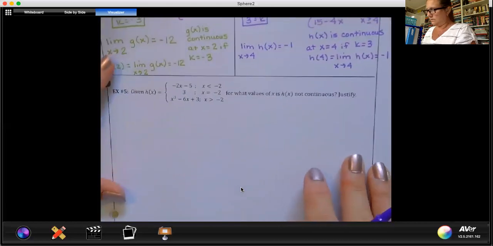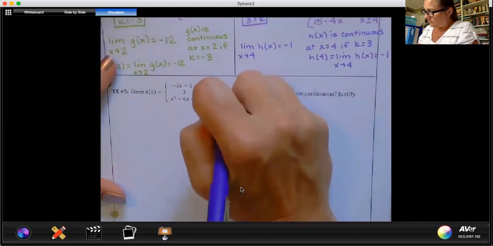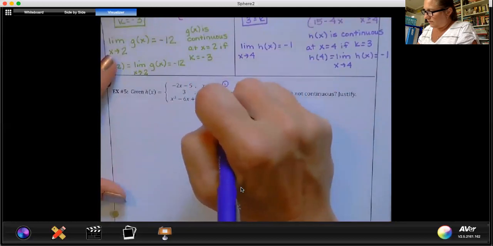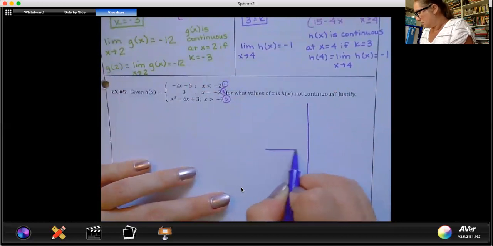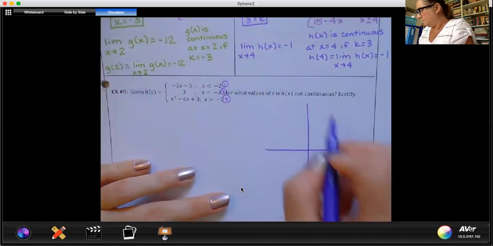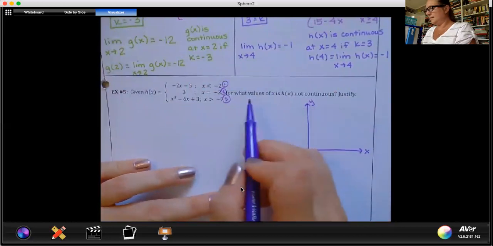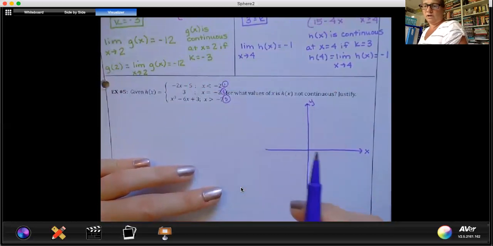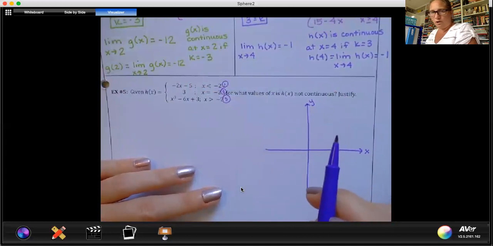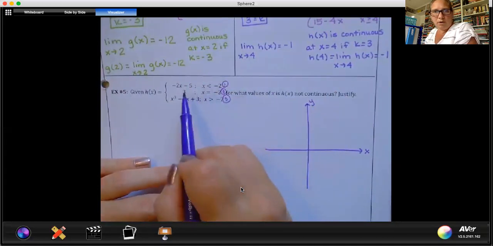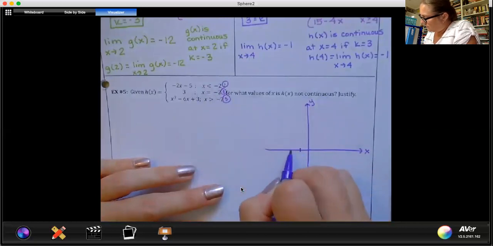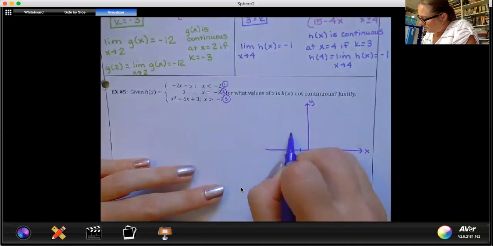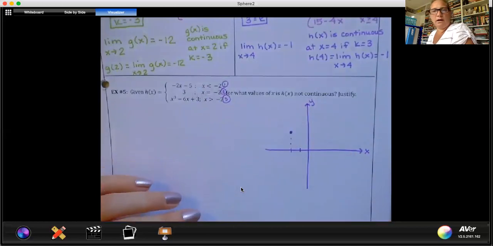All right, taking a look at example number 5, we have another piecewise function. We're going to need to graph this piecewise function, 1, 2, and 3. We use this graph to help us determine continuity, and it's asking for what values of x, h of x is not continuous. So I'm going to start with the second one. Y is 3 when x is negative 2. That's just a point. So negative 2, 3. That takes care of part 2.